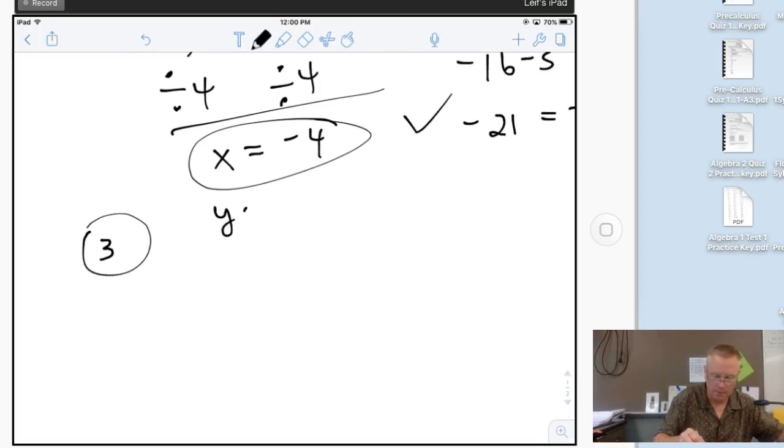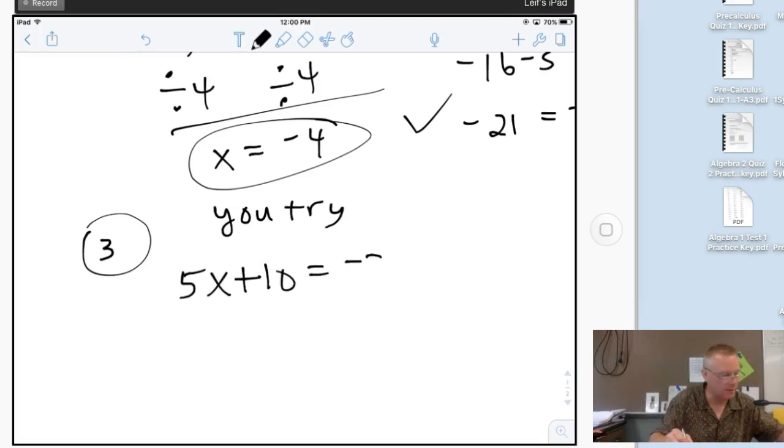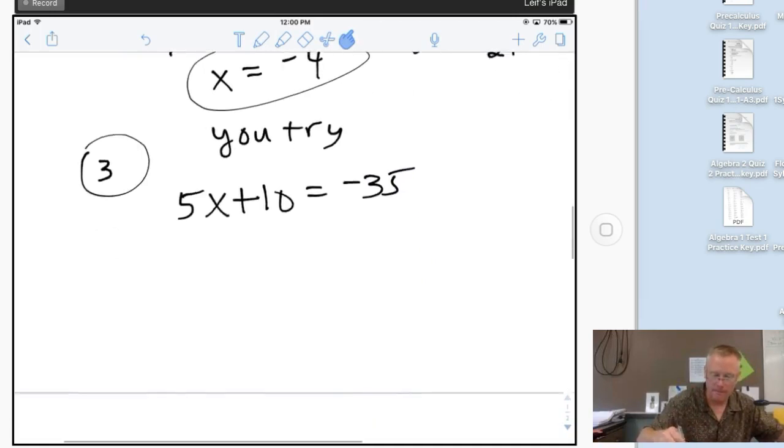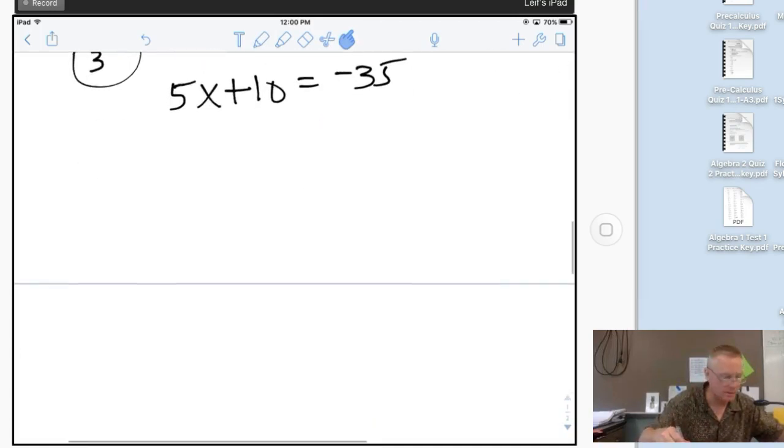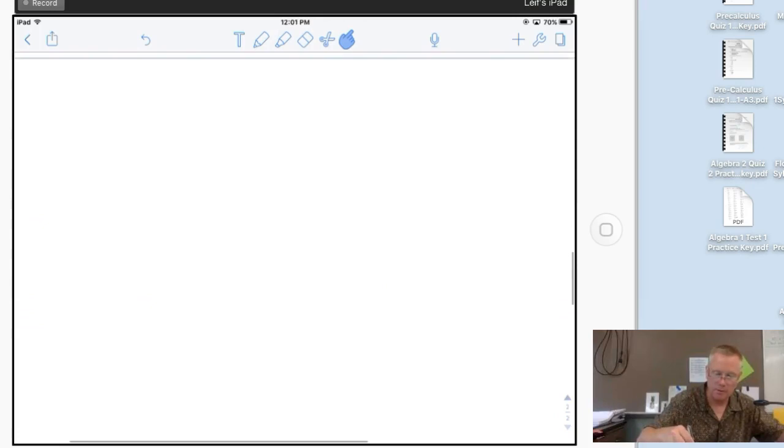Why don't you try this one? 5x plus 10 equals negative 35. You can do that one and bring it to class for me, okay? All right, and number 4.